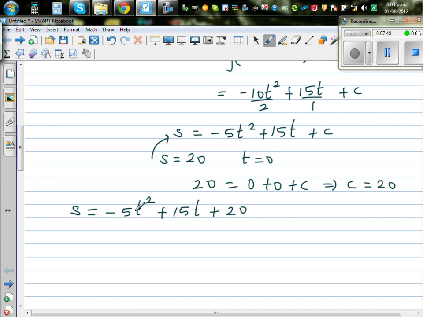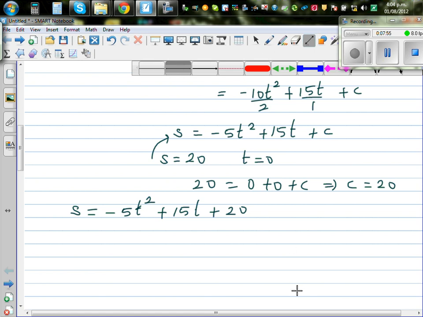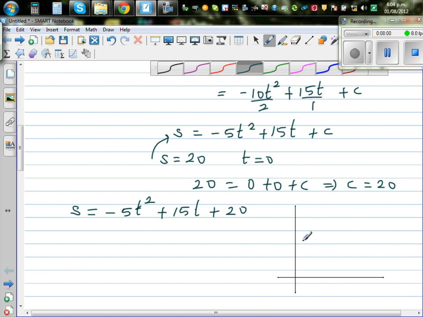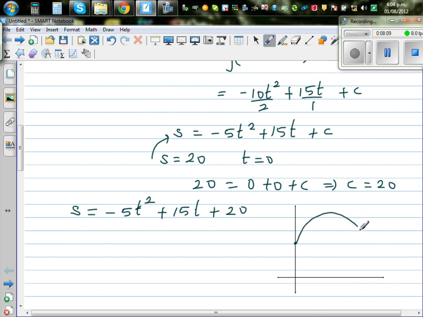Now I hope you understand this is a quadratic equation, and if you graph this, the sketch of this would look somewhat like this. You have to have a graphical understanding in calculus. The sketch would be starting at 20. This equation tells me it matches with what we saw. This is going up and it's going to come down. So this is your T and this is your S, and this is 20. So you get the maximum when your gradient at this point is going to be 0.